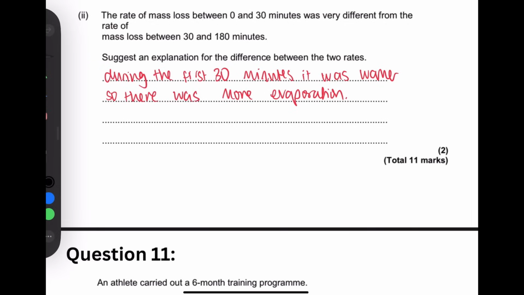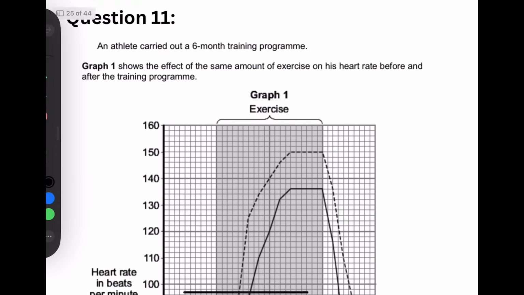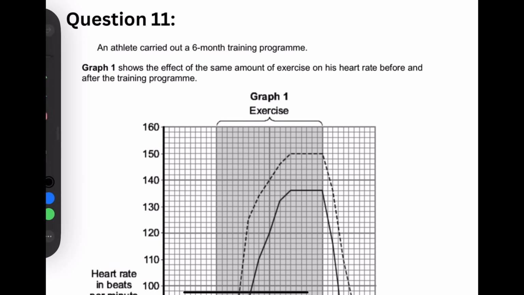During the first 30 minutes, it was warmer, so there was more evaporation. And because it's warmer, more evaporation happens so that it can cool itself down, kind of like how we sweat. So question 11, an athlete carried out a 6 month training program.